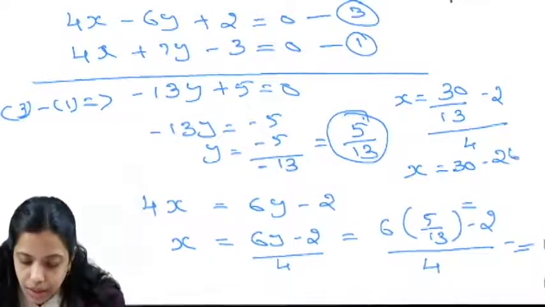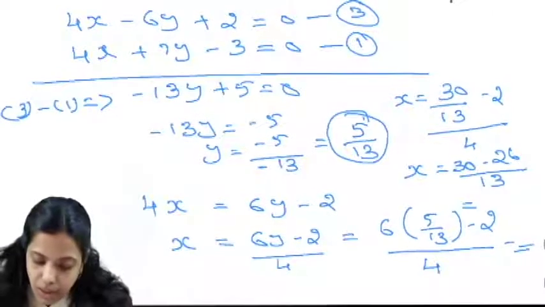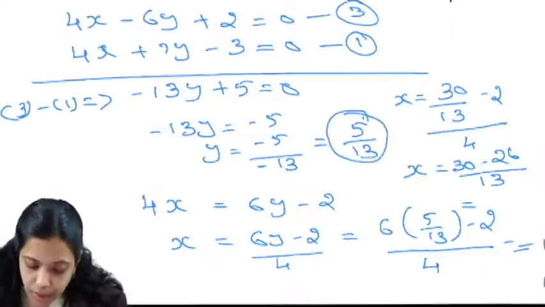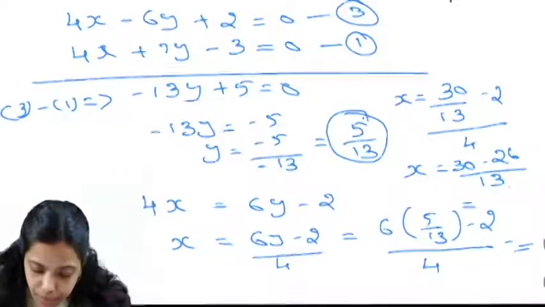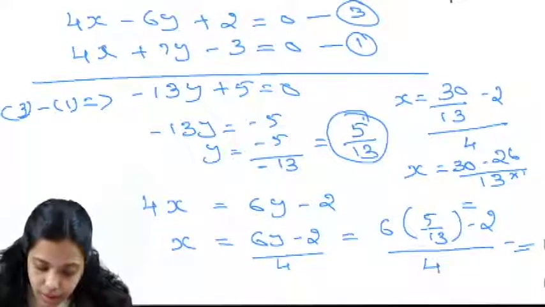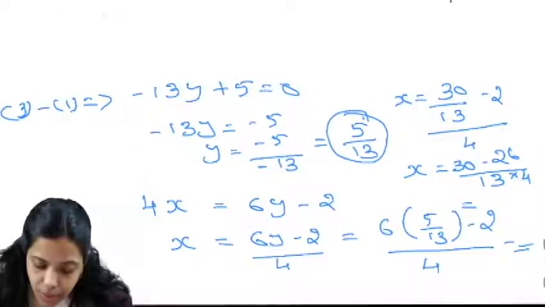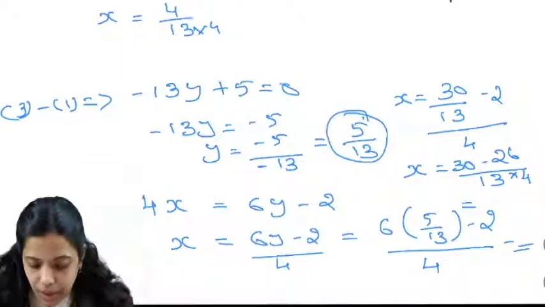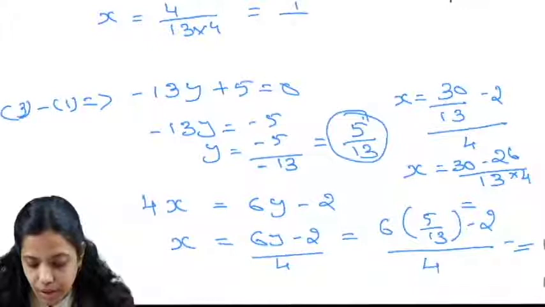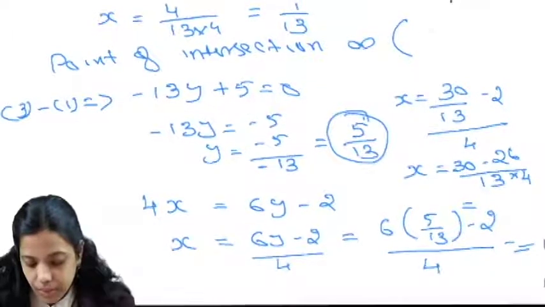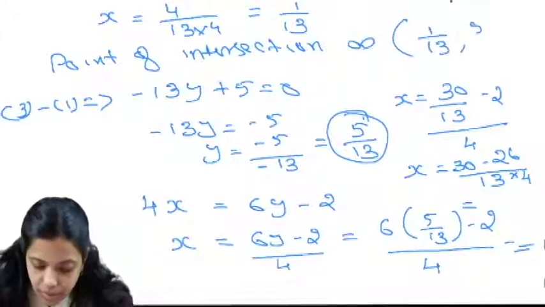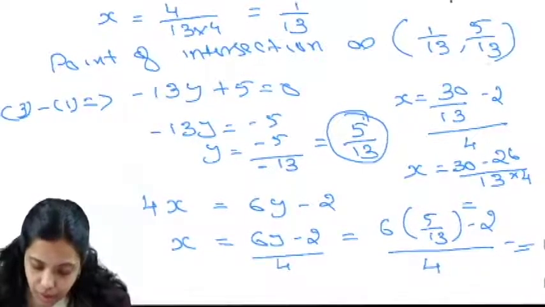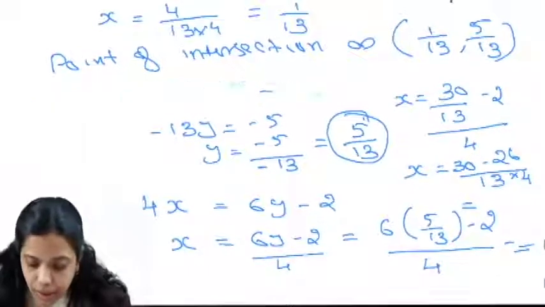That means we get 13 into 4 in the denominator. What is 30 minus 26? We get 4 by 4. That 4 and 4 will get cancelled. So x equals 4 by 13 into 4, and the 4s cancel. We get 1 by 13. So here we got the point of intersection as (1 by 13, 5 by 13).